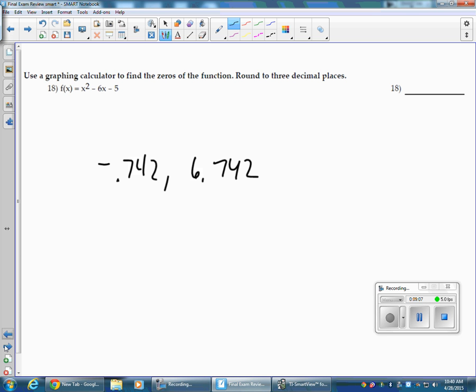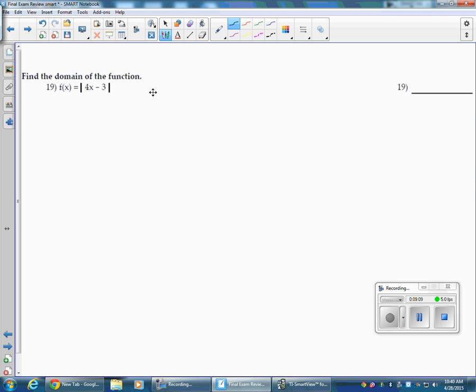Number 19. Find the domain. For this particular problem, the domain is going to be all real numbers, or negative infinity to positive infinity. The way that I know that is there are no denominators. X cannot be a value that would make it divided by 0, but there's no dividing. I also can't have a negative underneath an even root, like a square root or fourth root, and there's not one here. So this domain is all real numbers.